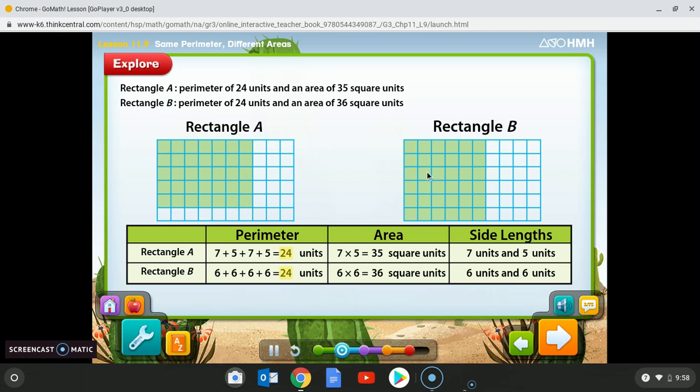I could have made this even more different with my perimeter. If I would have done 2 and 10, 2 plus 2 is 4, 10 plus 10 is 20, 24 total, but is that anywhere close to 35 square units? No, that would have only been 20. So sometimes we have to figure out what the best side lengths can be to get us the biggest area.